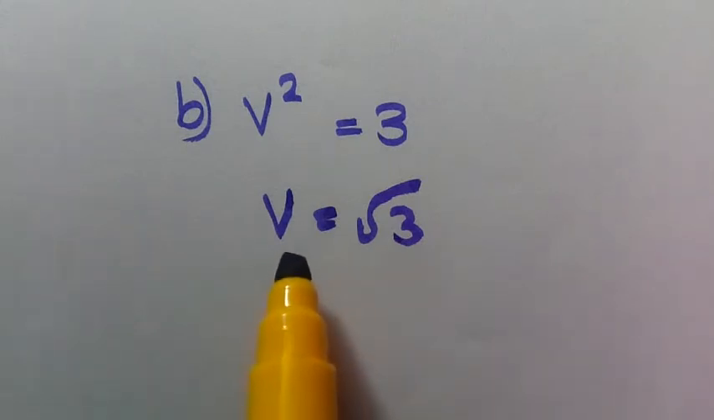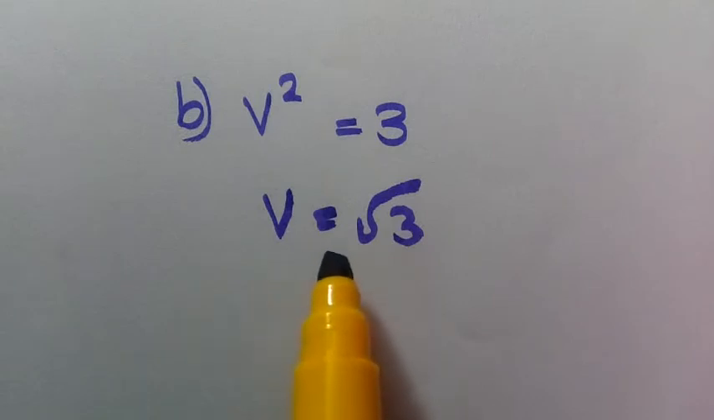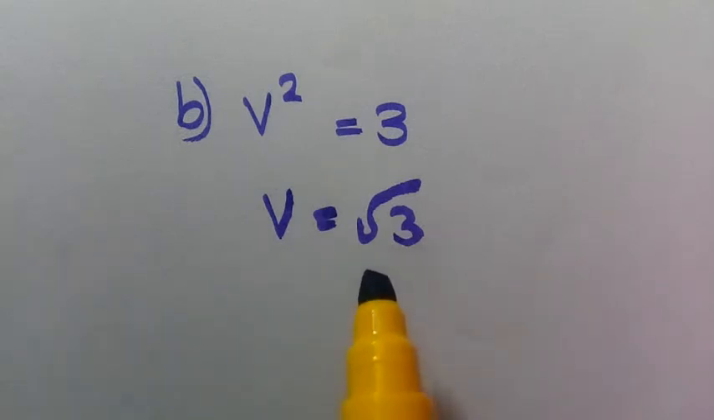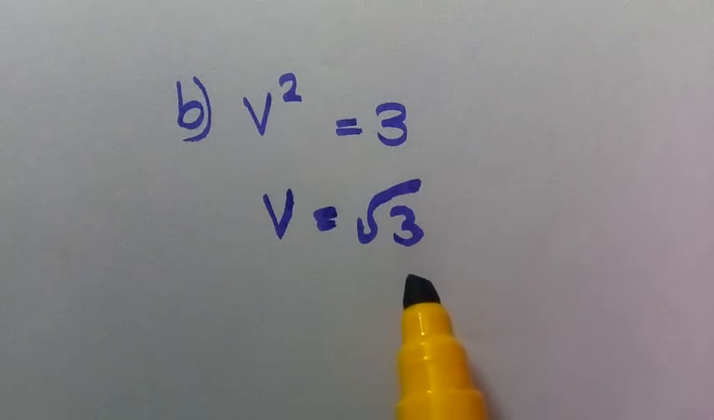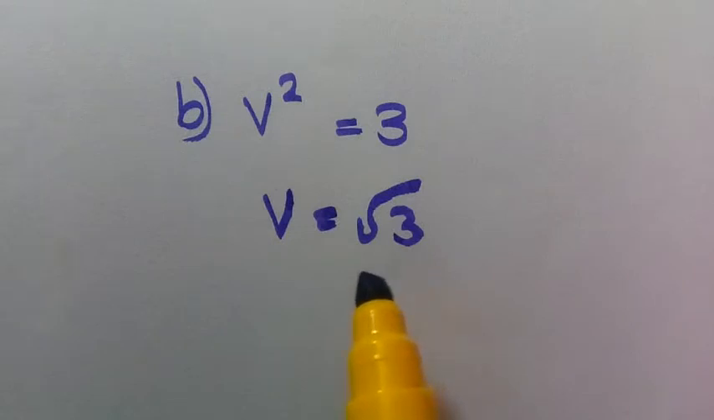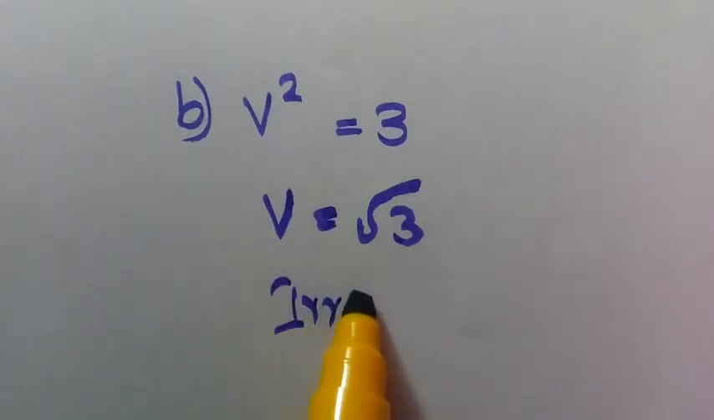Now we got the value of the variable v. v is equal to root 3. Now we need to identify whether this root 3 is a rational number or an irrational number. Root 3 is which type of number? We already studied root 3 is an irrational number. So the variable v is representing an irrational number.